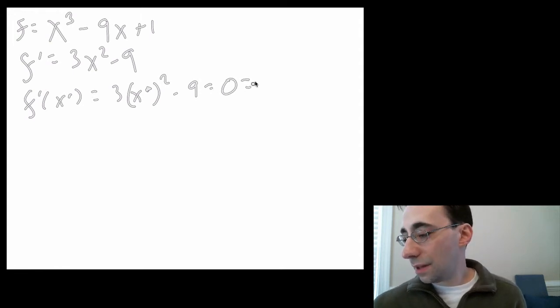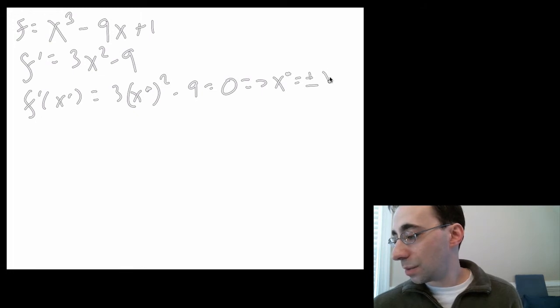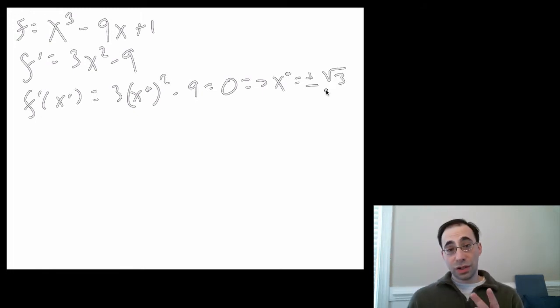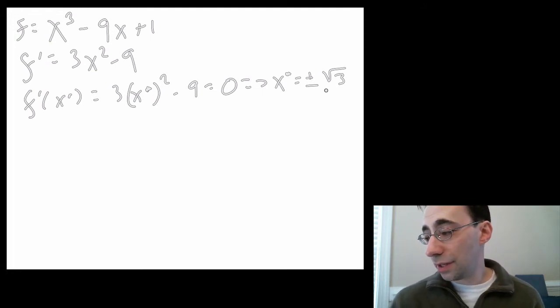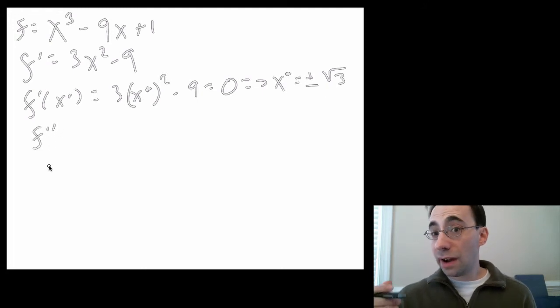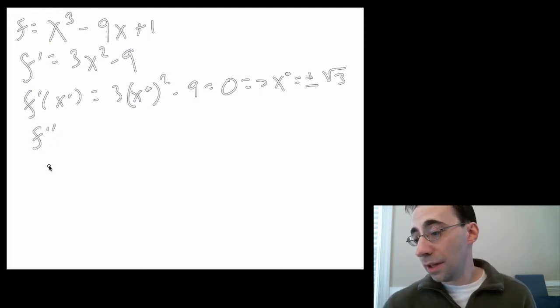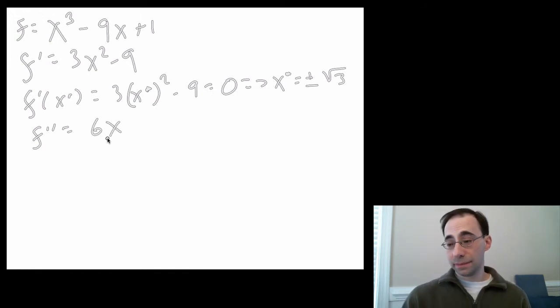We will find that x star can equal plus or minus the square root of 3. That gives us 2 stationary points and 2 candidates for global minimum or maximum. Now we can go through and check this, and check the second order condition at each of the 2 stationary points. So first of all, the second order condition in general is 6x.